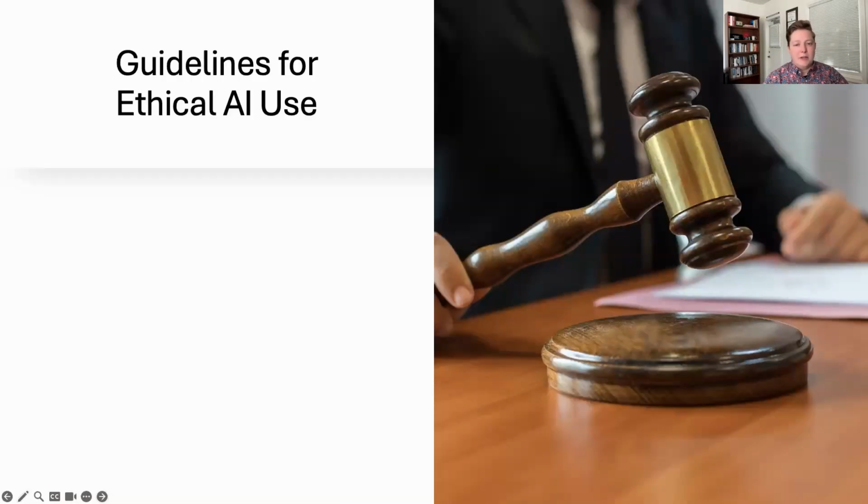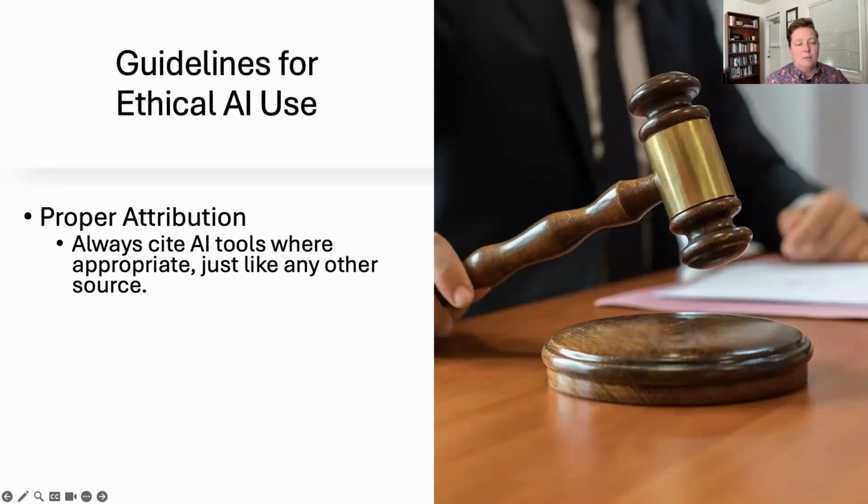So just to reiterate, make sure you always cite AI tools where appropriate, just like any other source. So if you make a PowerPoint and it's designed by AI, at the end you need to say, I used, what is one that does PowerPoints? Gamma AI to make the images and outline of the images and arrange things.